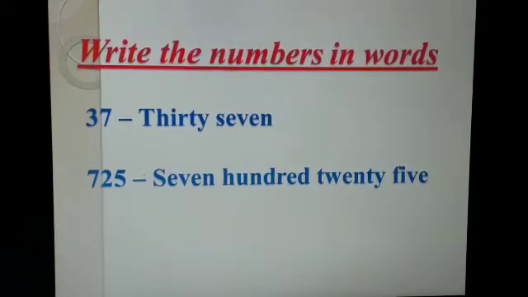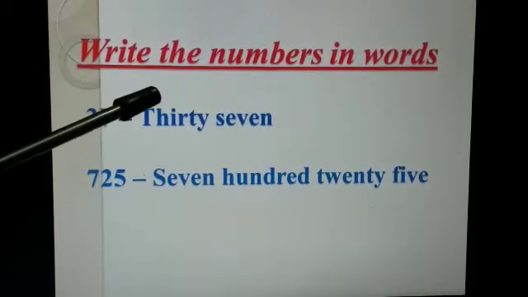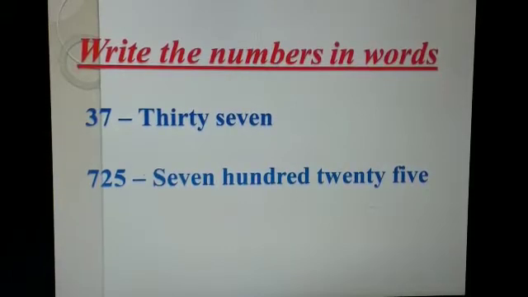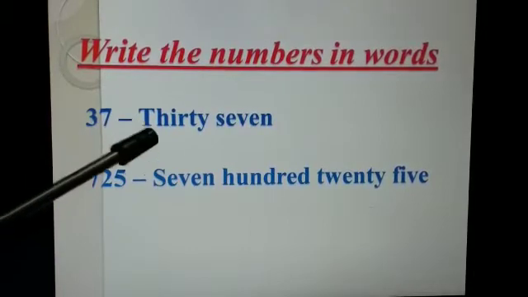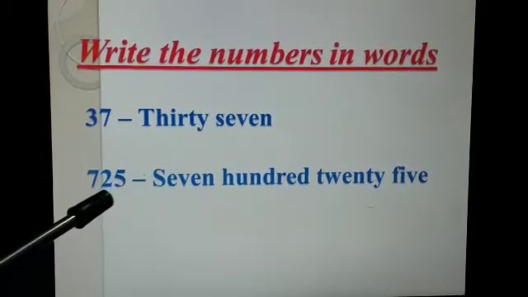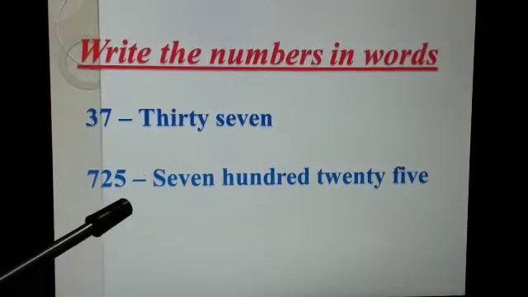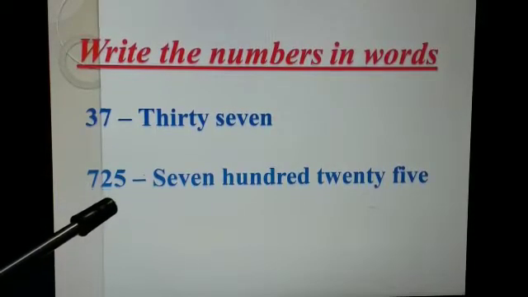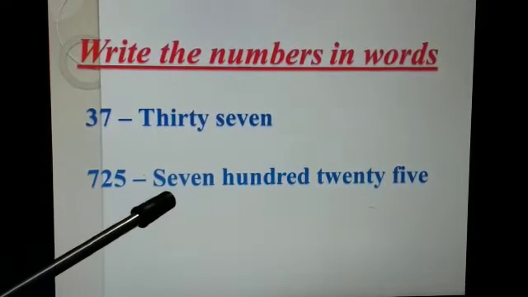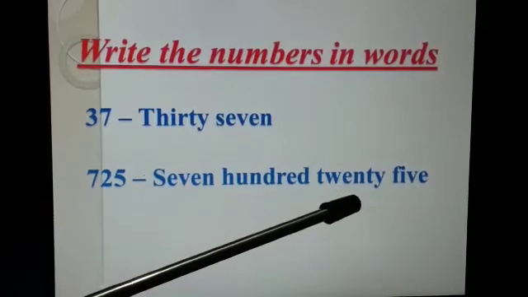First, we will write the following numbers in words. So, the first number is 37 and we have to write this number in words. That means the number names. So, the number name of 37 is thirty-seven. Now, the second number is 725. So, how to write this number in words? Seven hundred twenty-five.